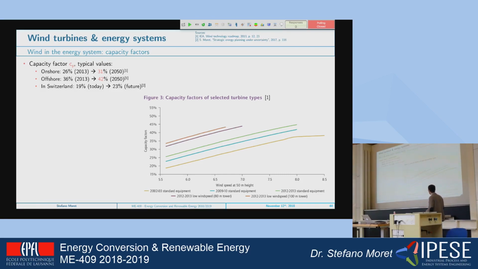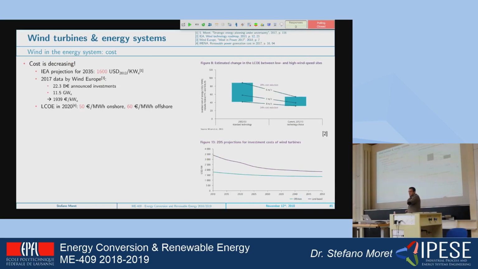And there are actually some developments of turbines that are made for low wind speed, which can achieve high capacity factor also at low wind speed. The value you have in the model that you have in the energy scope for your project is 23% for the future value in Switzerland.